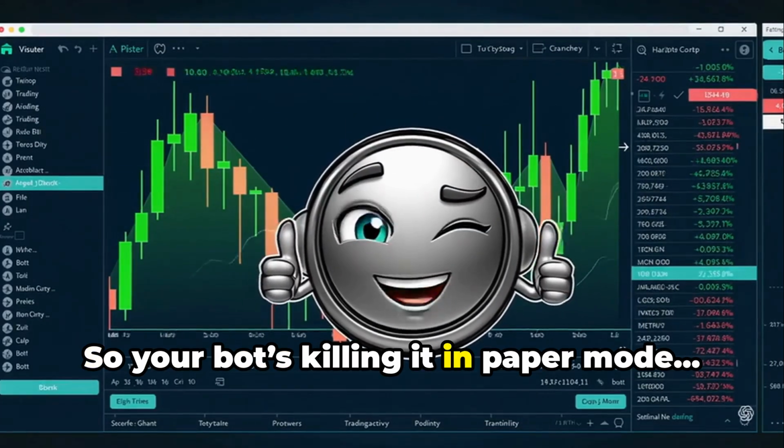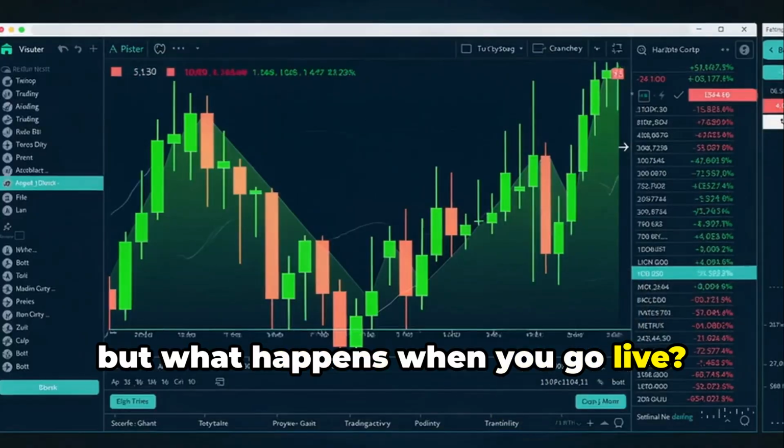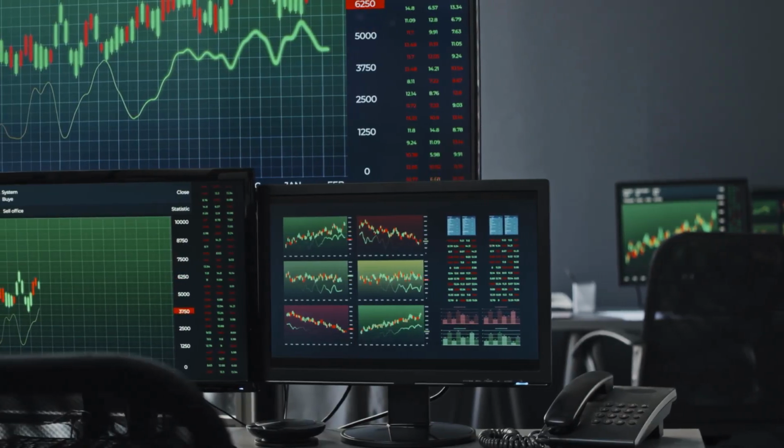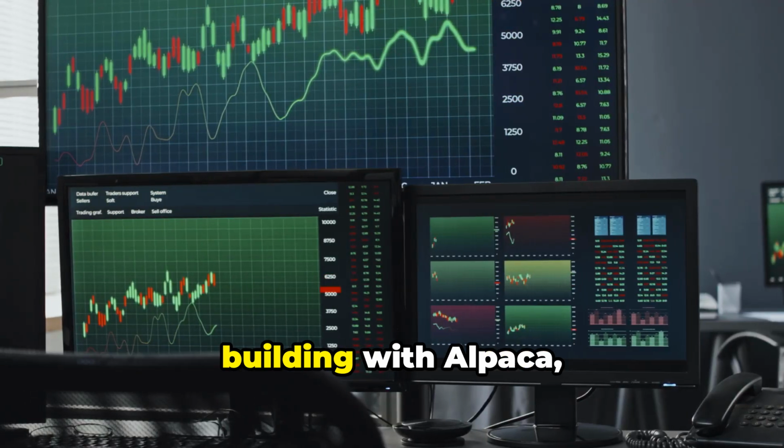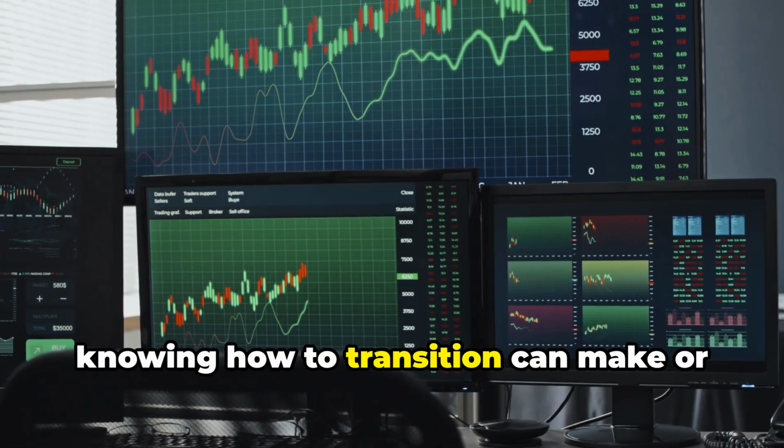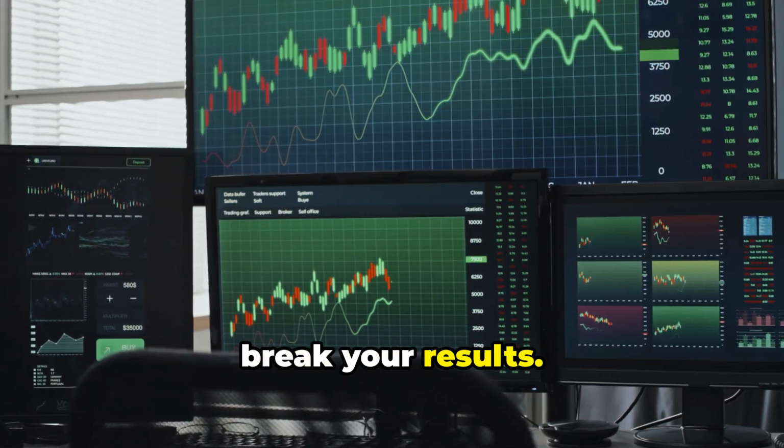So your bot's killing it in paper mode. But what happens when you go live? That's the difference between simulation and reality. And if you're building with Alpaca, knowing how to transition can make or break your results.